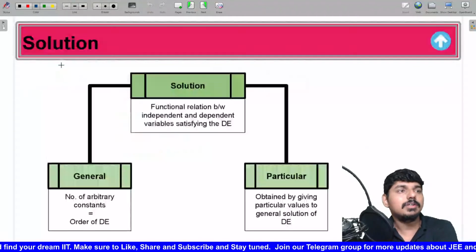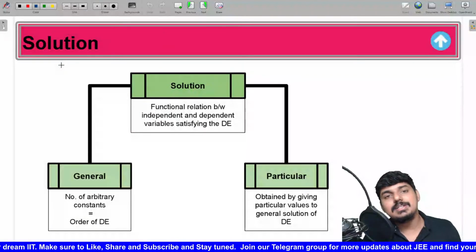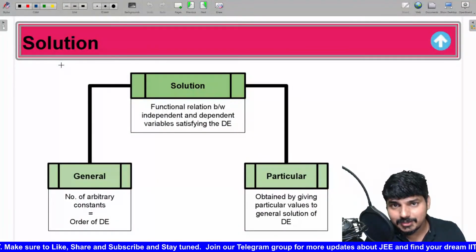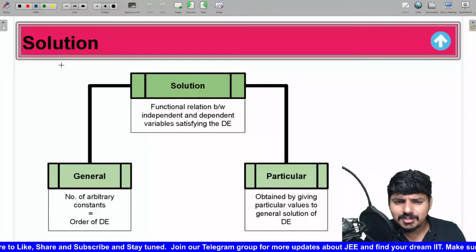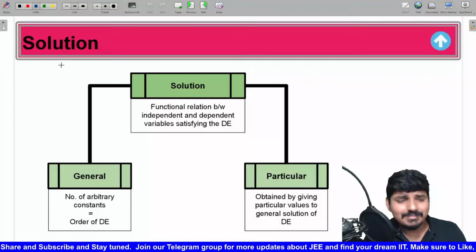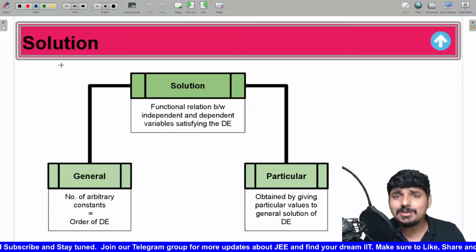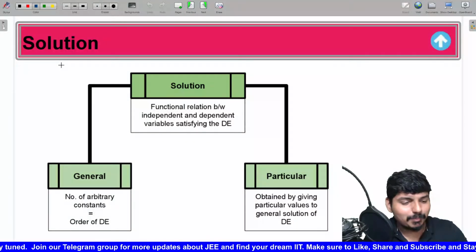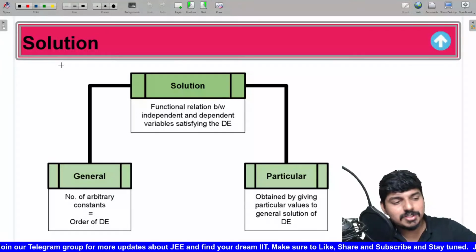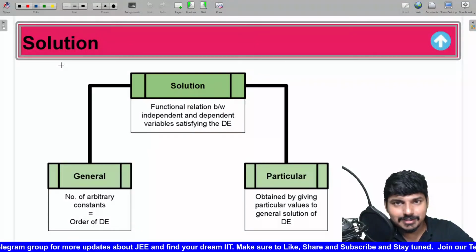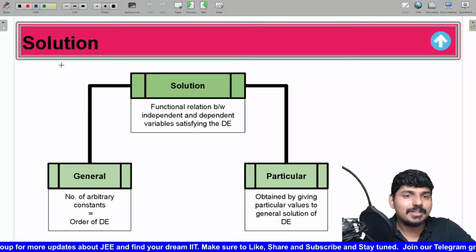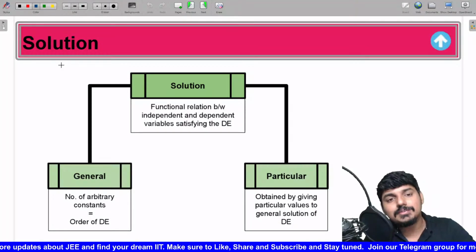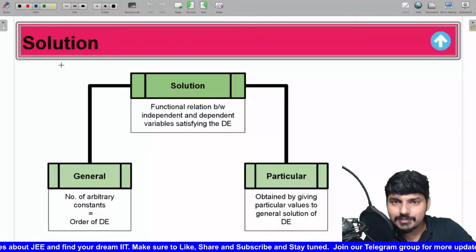Now let us start understanding the solution of a differential equation. Any equation will have a solution, right? When we have an equation, we have a solution for that. Without any problem there is no solution, but if a problem exists, then a solution is also going to exist for that particular problem. So similarly, we have a differential equation, everyone, and for a differential equation, we do have a solution.